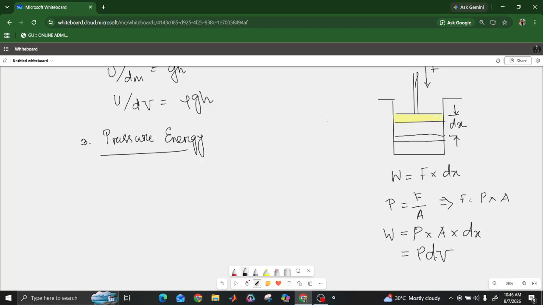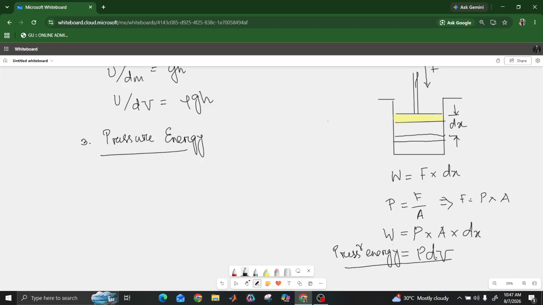So work done is, what is it? This is the energy we're talking about. And what energy is this? This is the pressure energy because we applied pressure. That is why this work was being done. So we can write pressure energy is equal to P dV, right?